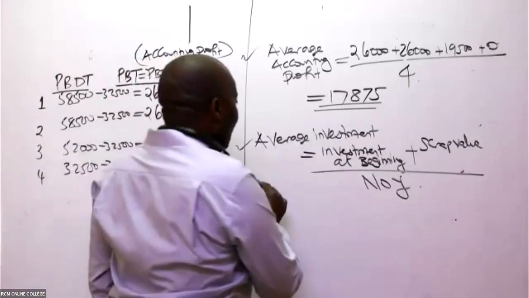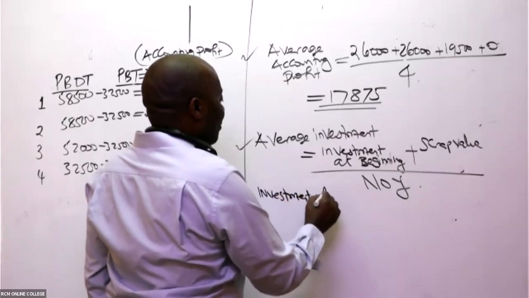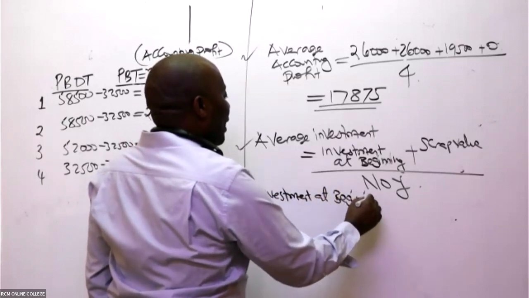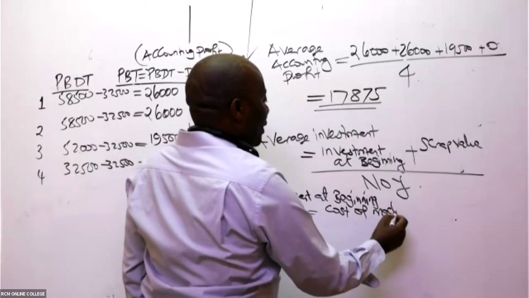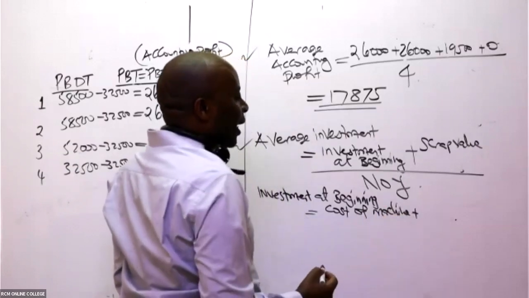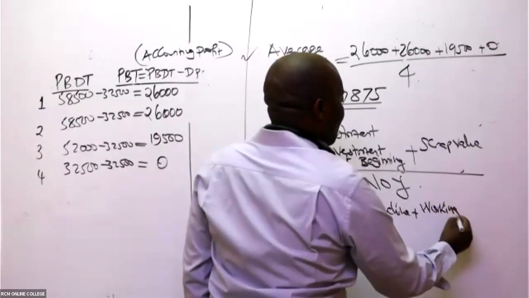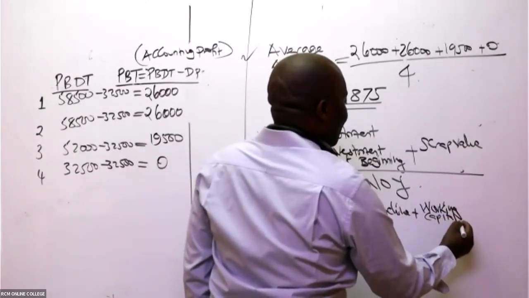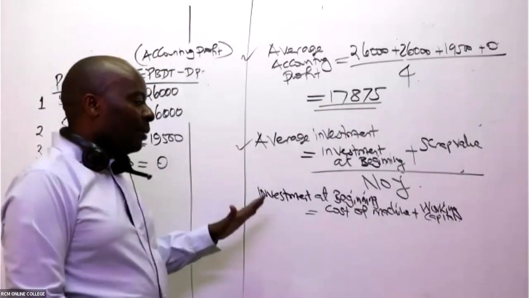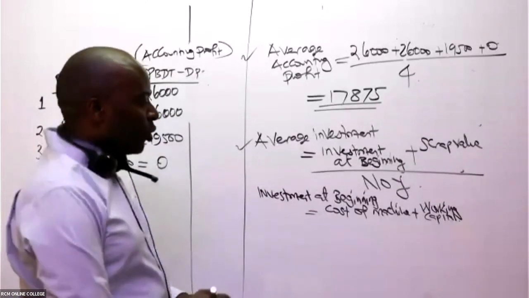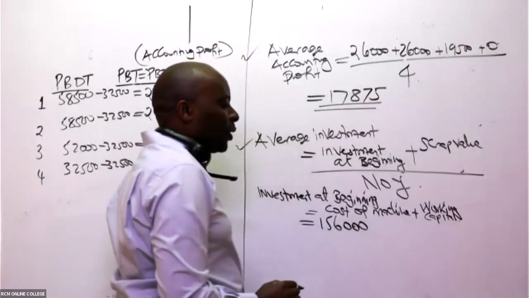Then how do we get our investment at the beginning? We shall take the cost of the machine plus any working capital provided. Investment at the beginning is the cost of the machine plus any working capital given. The cost of the machine, in this case, is 156,000.